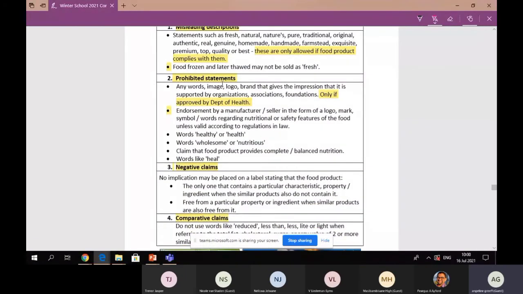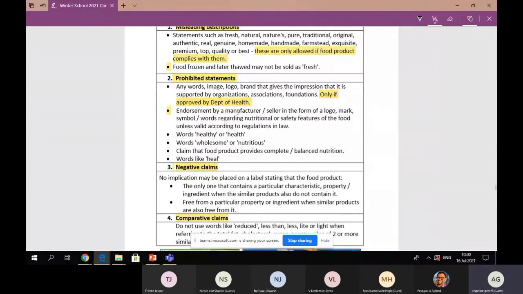Okay, and some other prohibited statements. Any words, image, logo, brand that gives the impression that it is supported by organizations, associations, only if this is approved by the Department of Health can they use that. So they can't just use wording and illustrations and logos and brands and things willy-nilly without the approval of the Department of Health, right?